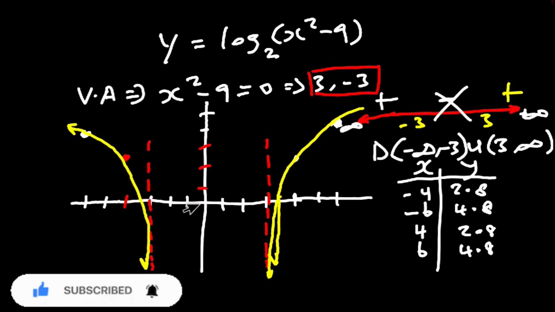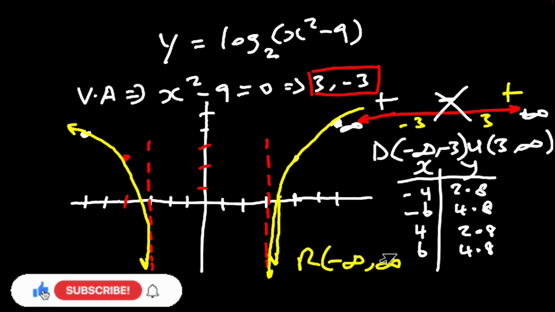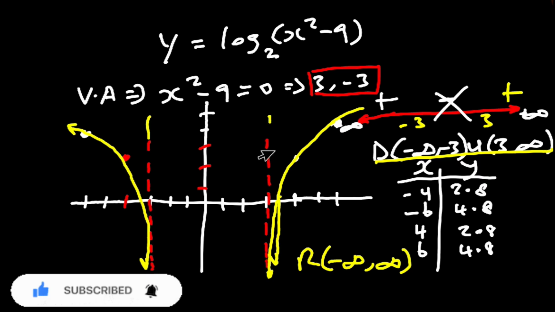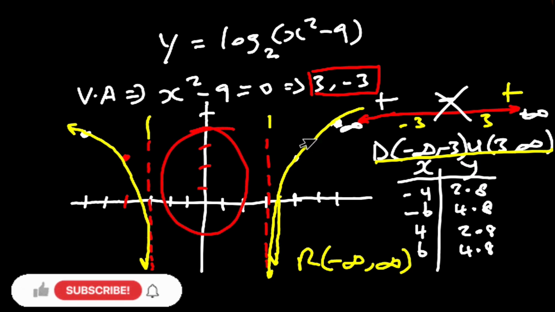Let's write out the range. The range is just from negative infinity to positive infinity, that is all the numbers. Then this is the domain. For the domain, we just remove the first vertical asymptote and the second vertical asymptote. Any number that falls within this region is not part of the domain of this function. And here are the numbers that we removed.